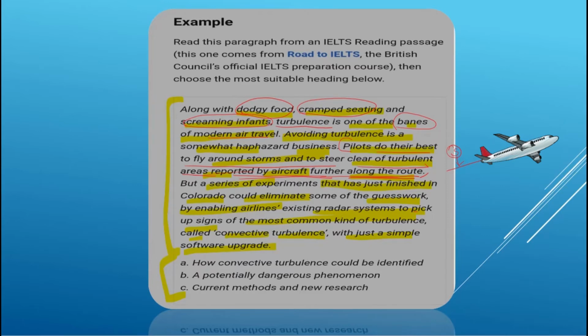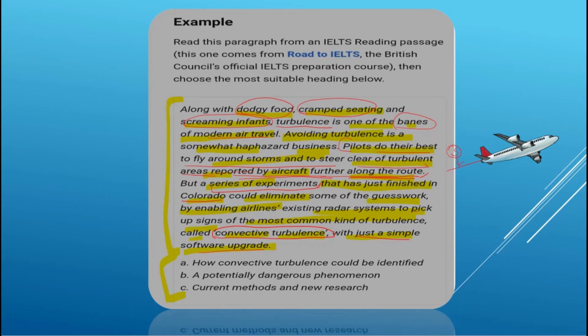But what does the new experiment say? A series of new experiments is being done in Colorado, where they say that it could be eliminated. How? Just by a simple software upgrade. And this turbulence is called what? Convective turbulence. So keeping this in mind, let's move on to the options.